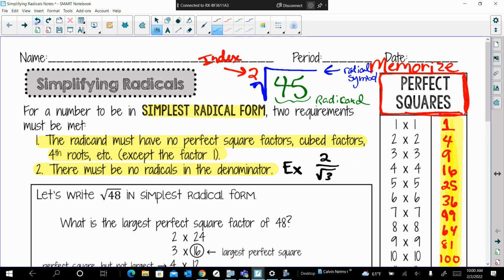All right, so I'm going to give you some clues and some steps to help you make sure you're simplifying correctly.